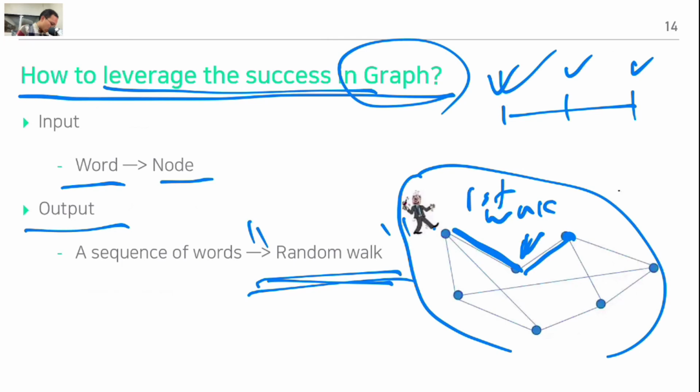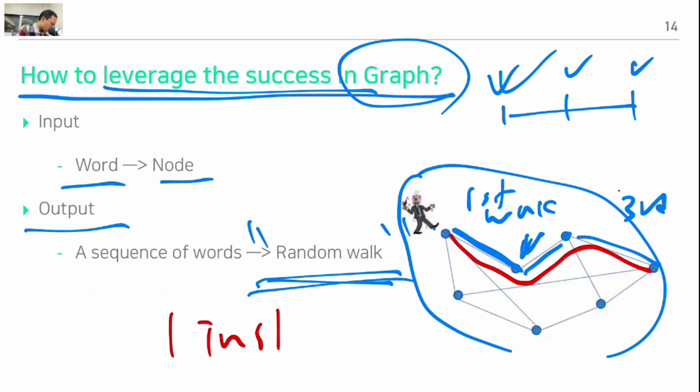The second walk, and then now we have 2 different choices, right? And we choose this one as a third walk. To look back, we have a path. This is called one instance of random walk. Random walk, RW.